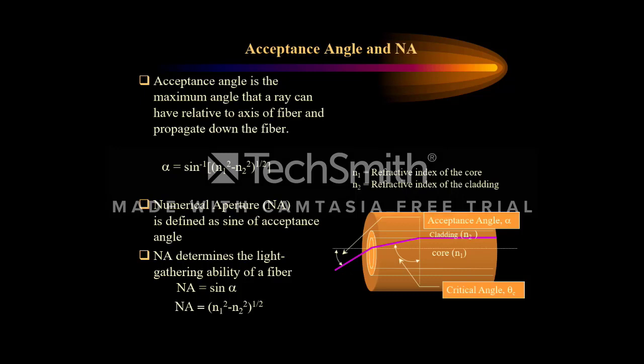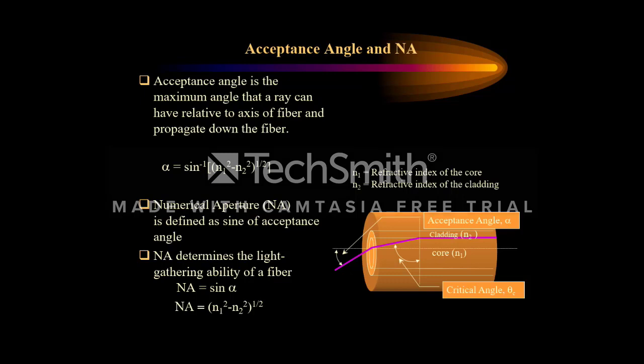Now let us discuss what is acceptance angle and numerical aperture. So acceptance angle is the maximum angle that a ray can have relative to the axis of the fiber and still propagate along the fiber. Numerically it is given by alpha equal to sine inverse of square root of N1 square minus N2 square. And numerical aperture is defined as the sine of this acceptance angle. Means numerical aperture is nothing but a mathematical number which determines how much amount of light will be accepted within the fiber.